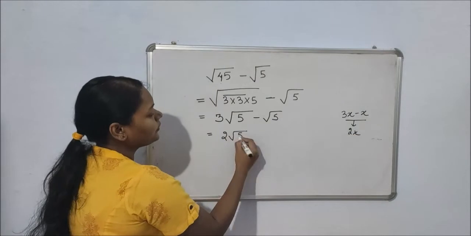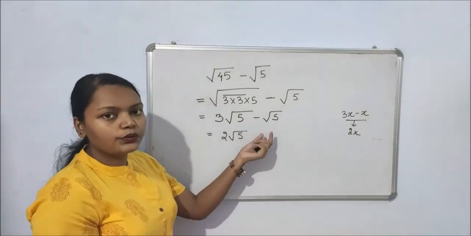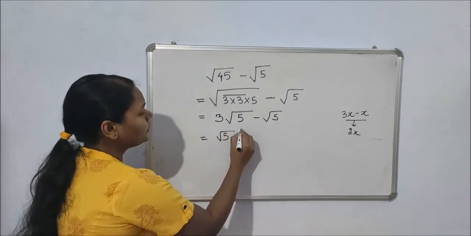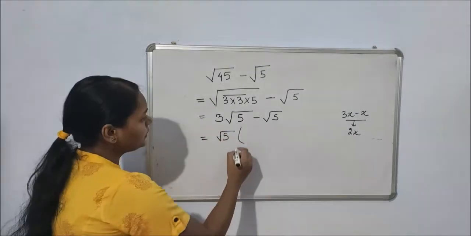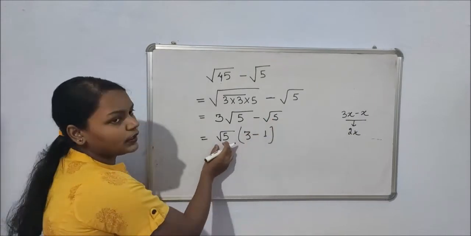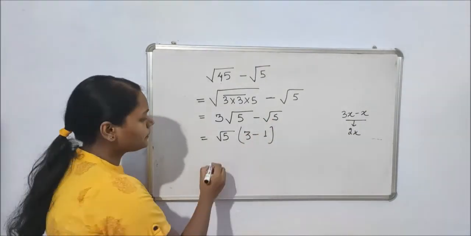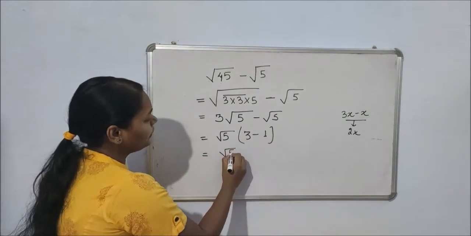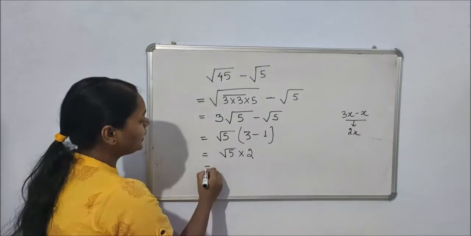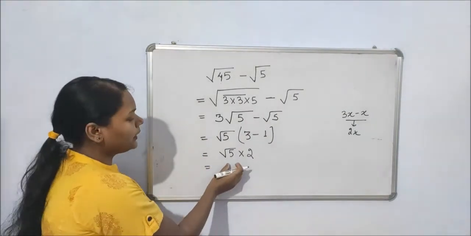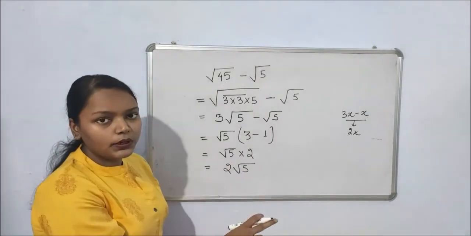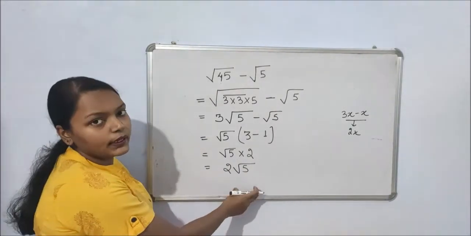The answer is 2x, so what do we get here? 2 root 5. You can also take root 5 common. Let's see how. If I take root 5 common, as we have done last year in factorization, 3 minus 1, because this root 5 is taken outside, here remains 1. So we have root 5 into 2. And the very first property which we have seen just before this: if a rational number is multiplied with a surd, we write it as 2 root 5. This will not give root 10, this will give 2 root 5. Hence this is your answer.